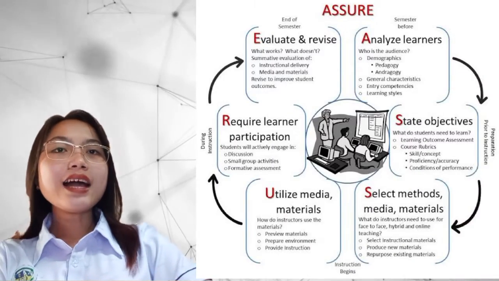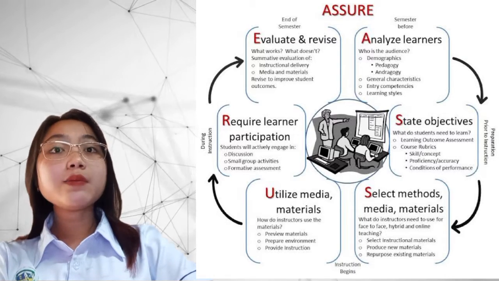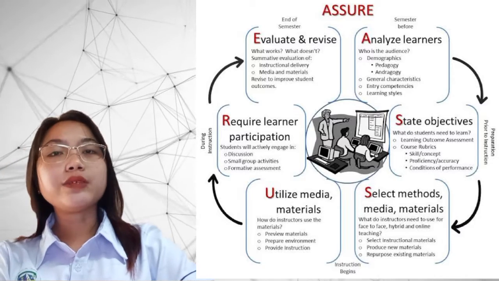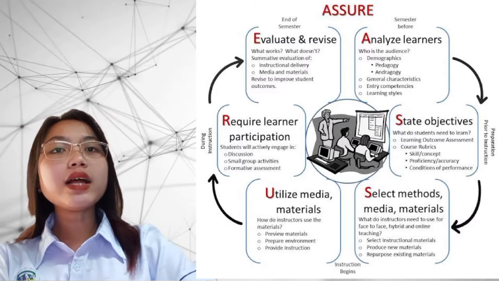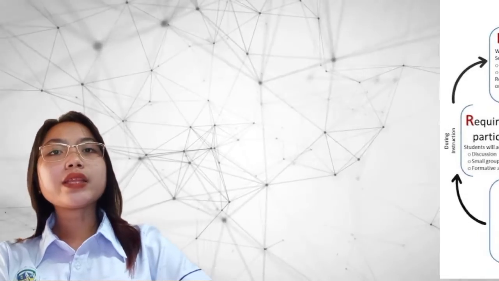A. Analyze learner characteristics. So, who is the audience? Number 1, demographics, and under demographics, the pedagogy and the andragogy. The number 2 is general characteristics. For number 3, entry competency.